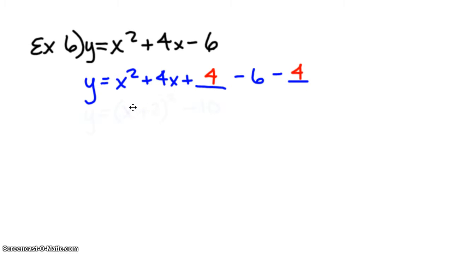Now I factor this perfect square trinomial, and that would be x plus 2 quantity squared, and then it would be a minus 10. This is the vertex form.